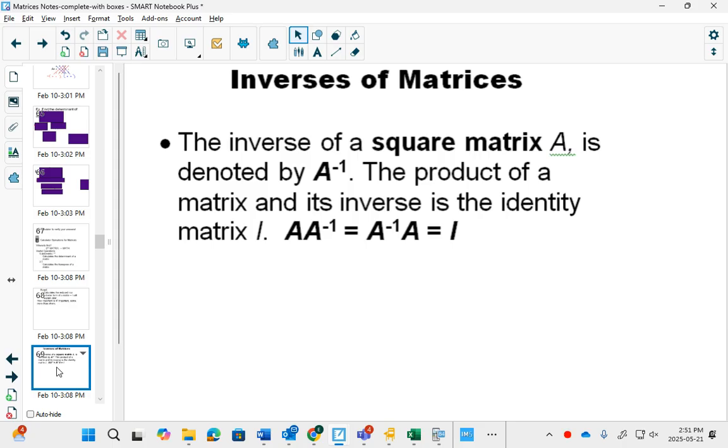And the product of a matrix and its inverse, no matter which order you do, whether the inverse is in front or the inverse is in back, that's important because in matrices you learned that the order of multiplying is important. Sometimes you can do A times B, but you can't do B times A. So the order is important. But in this situation, when you multiply by an inverse either in front or behind, it's equal to the identity matrix.